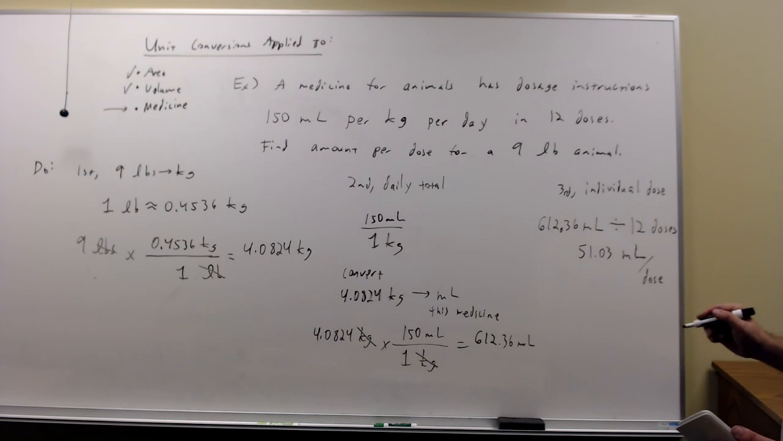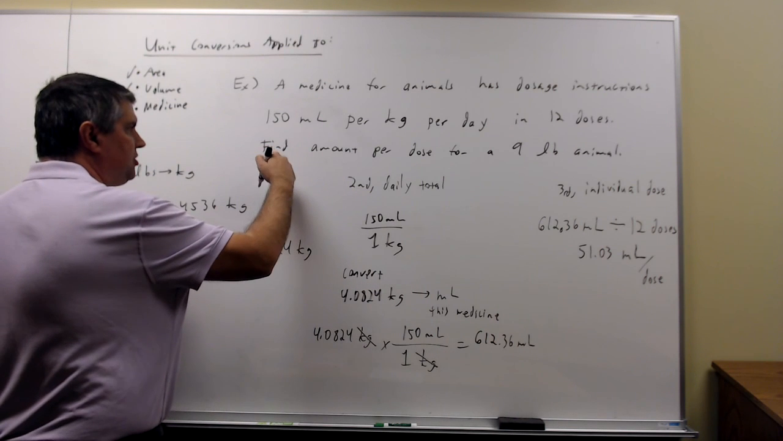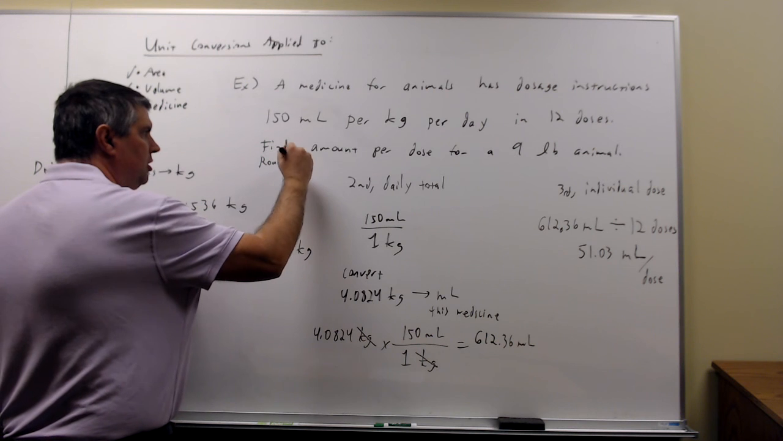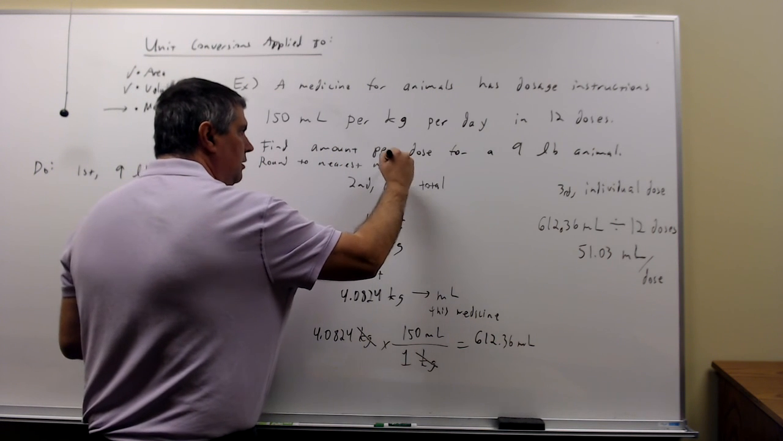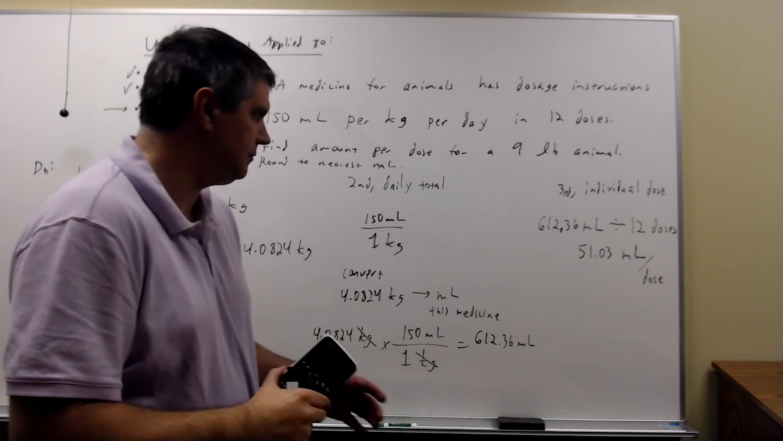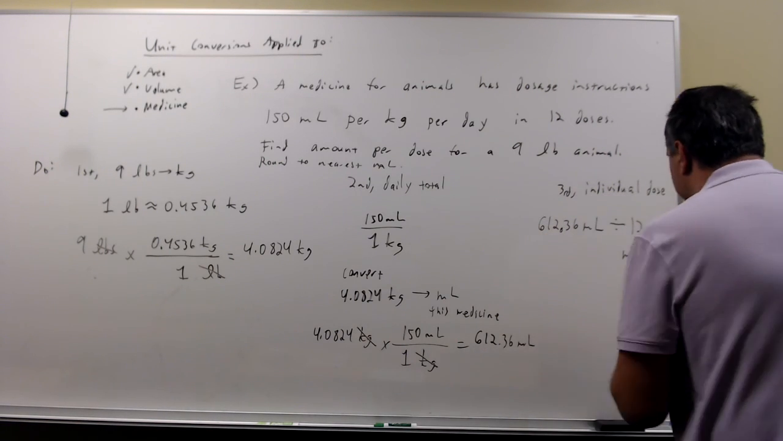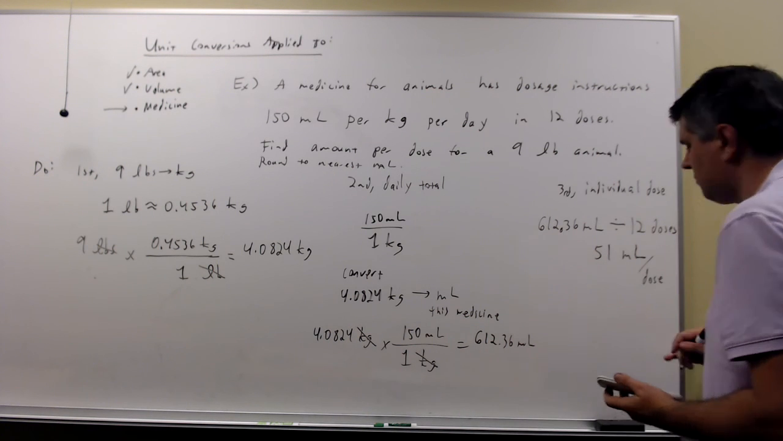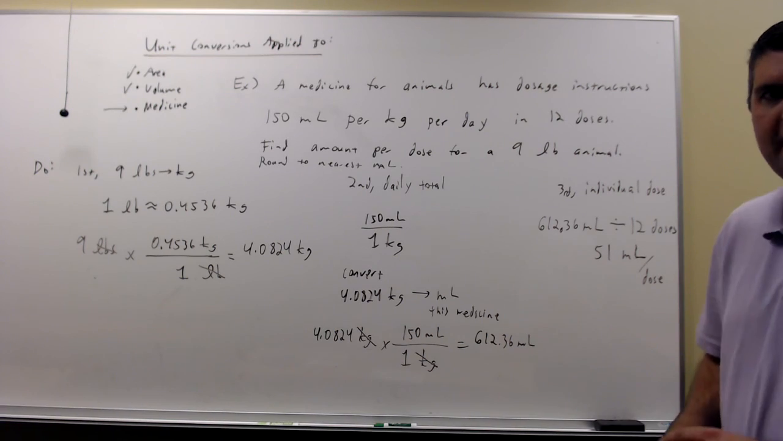Let me make an additional instruction. Round to nearest milliliter. If I do that, then it becomes 51 milliliters per dose. And that will handle the medicine for us.